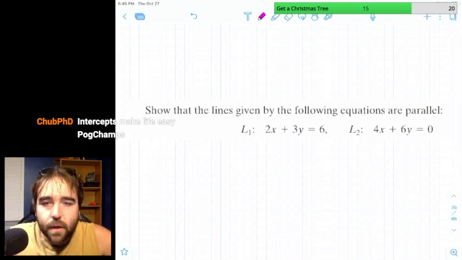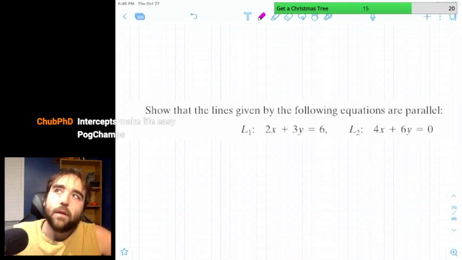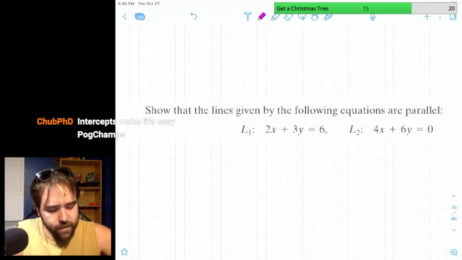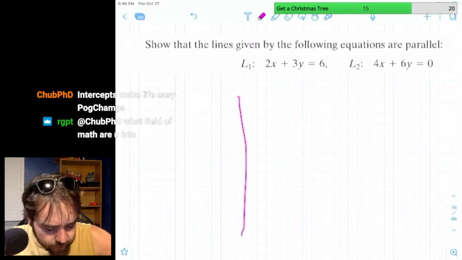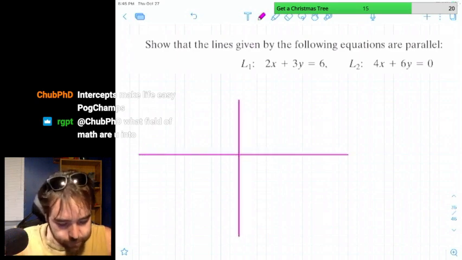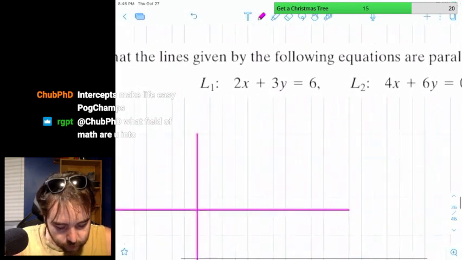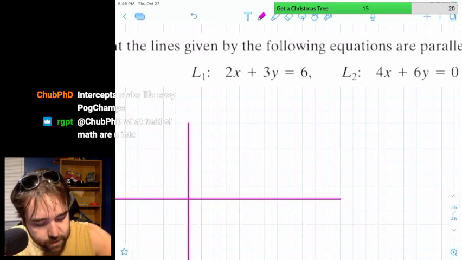These lines are parallel. So what does it mean for lines to be parallel? Well, let's graph them and let's see. So let's graph both of these lines. Should we maybe graph both of them by finding the intercepts? So what are we going to do to find the intercepts? Well, no, let's do it the normal way. Let's put it in slope-intercept form.